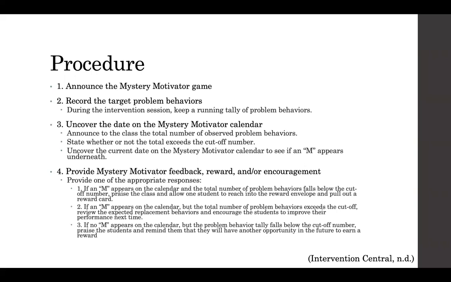Next, provide mystery motivator feedback, reward, and/or encouragement. Provide one of the appropriate responses. If an M appears on the calendar and the total number of problem behaviors falls below the cutoff number, praise the class and allow one student to reach into the reward envelope and pull out a reward card and ensure that the students receive the reward as soon as possible. If an M appears on the calendar, but the total number of problem behaviors exceeds the cutoff, review the expected replacement behaviors and encourage the students to improve their performance next time.